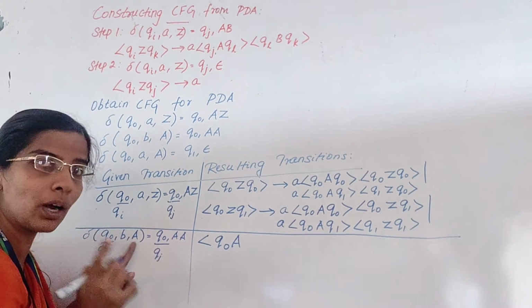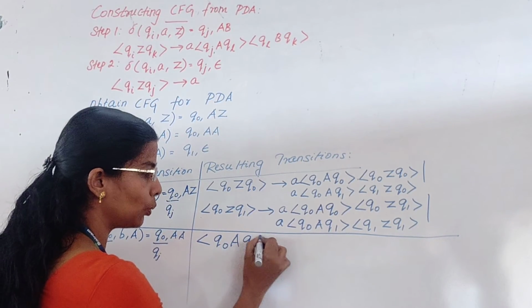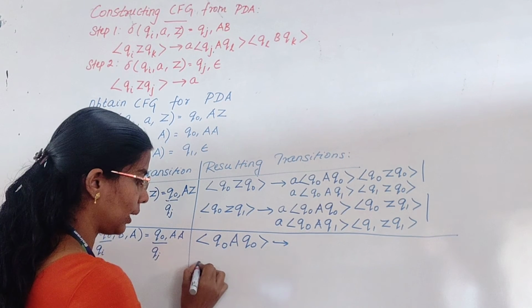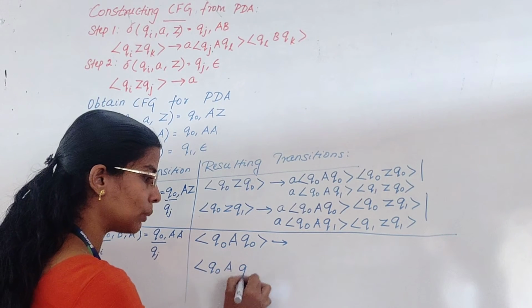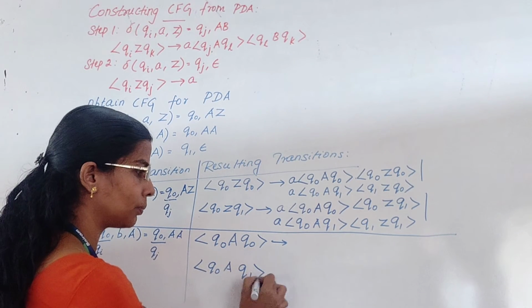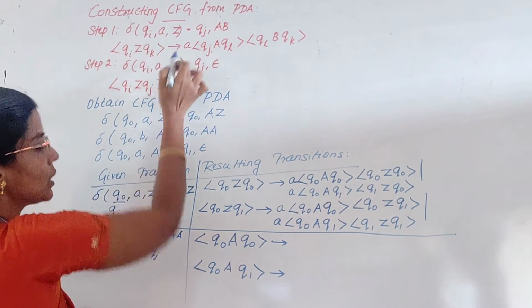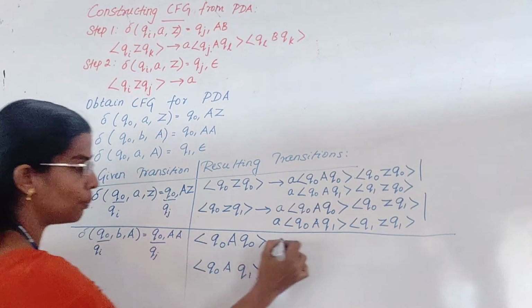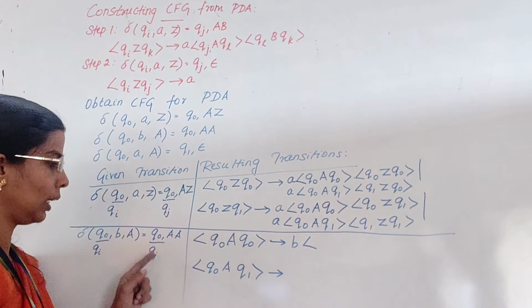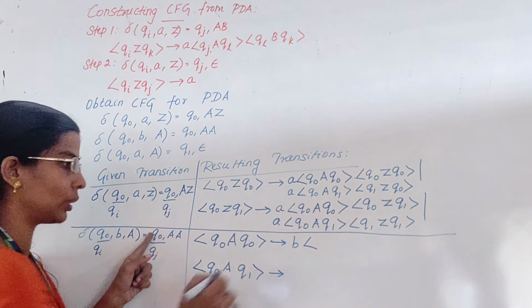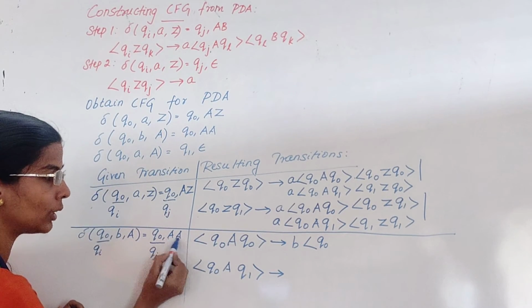And set, how many possible values? Two possible values. What is the first possible value? Q naught. I will write the next possible value also, Q naught A. Next possible set value is Q1. Next you should write your input symbol. What is your input symbol here? It is B. And how to start? We are starting with Qj. Here Qj is also Q naught. Then your non-terminals, A.